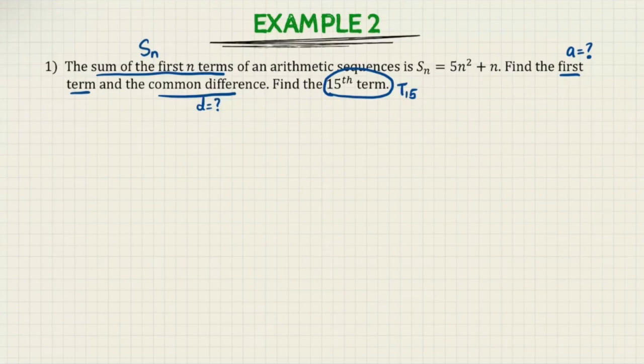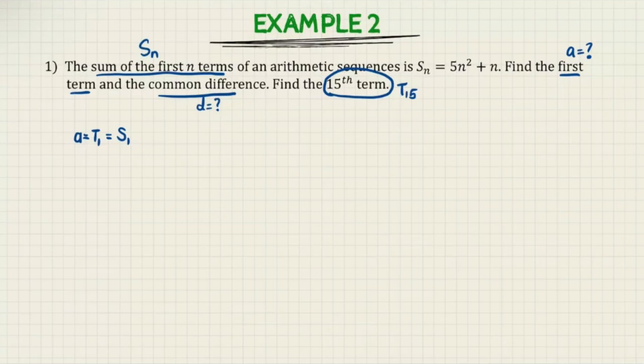Okay, so kita ada 3 benda nak kena cari. A apa, D apa, dan kemudian kita boleh cari T15 lah selepas kita jumpa A dengan D. So kat sini, okay, let's look here. Dia bagi kita Sn. Dia suruh kita cari A dan juga D. So tadi saya beritahu A adalah T1, betul tak? Since A adalah T1, so T1 tadi bersamaan dengan apa? S1.